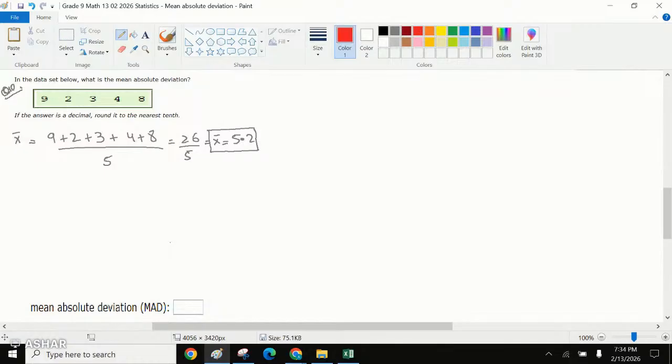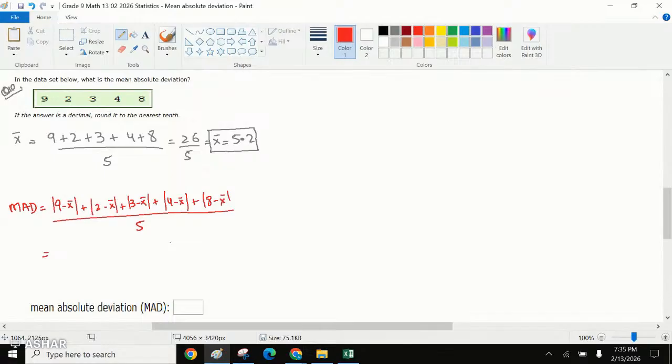But we have to find the mean absolute deviation. That means 9 minus the mean with the modulus, 2 minus the mean with the modulus or absolute, 3 minus the mean with the absolute function, 4 minus the mean absolute function, and 8 minus the mean with an absolute function. And how many values are there? 5.